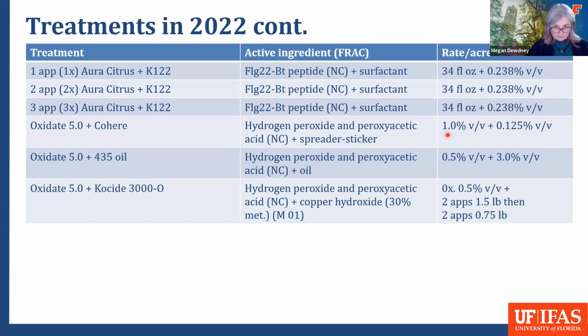We looked at that at 1%, and then also mixed, instead of with a NIS, with 435 oil at 0.5% and 3% oil. Then we looked at Oxidate with copper, at 0.5%, along with 2 applications of 1.5 pounds of copper and then rotating to 2 applications of 0.5 pounds of copper.